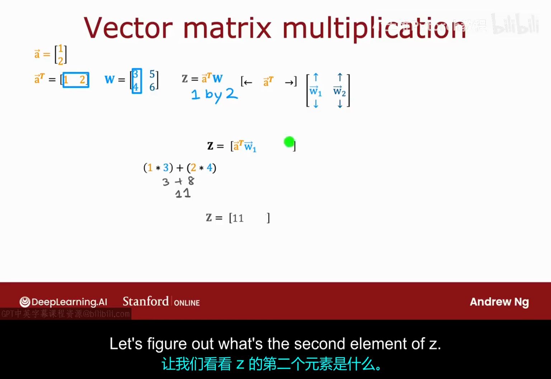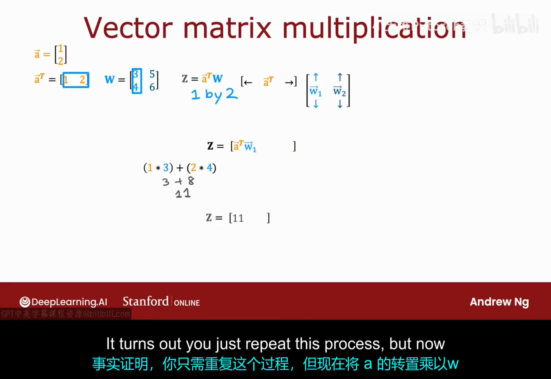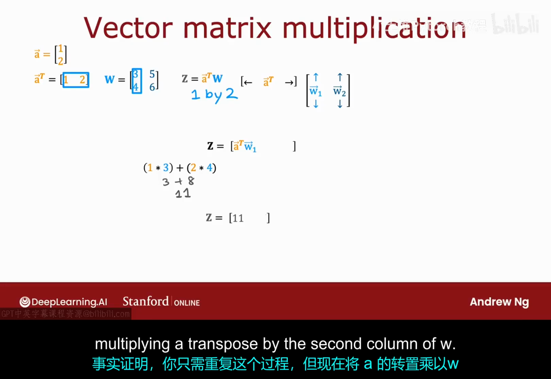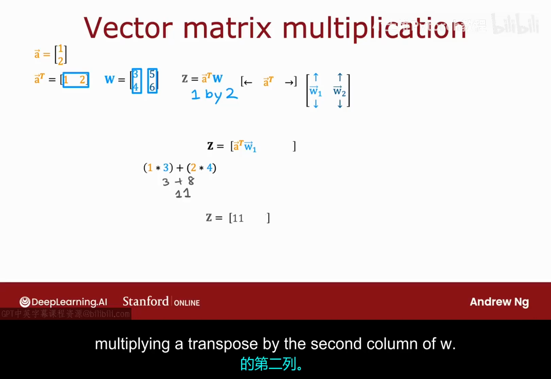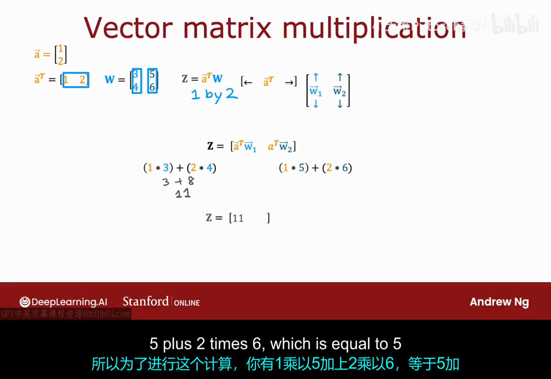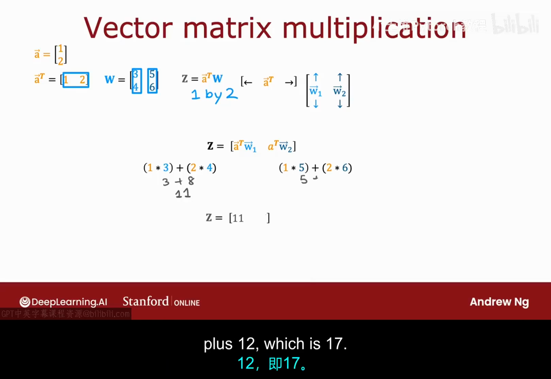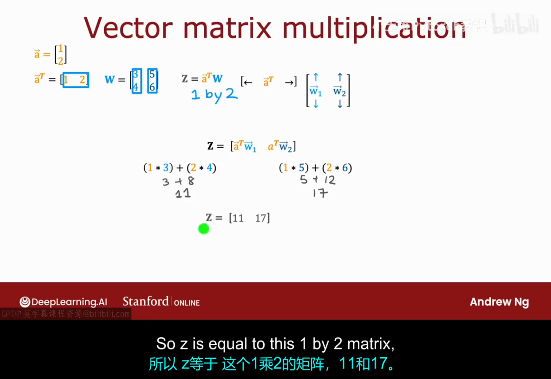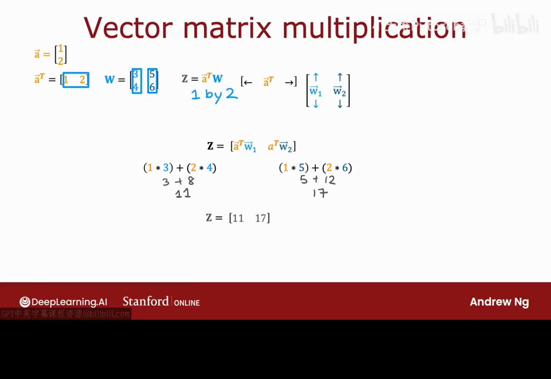Let's figure out what the second element of Z is. It turns out you just repeat this process, but now multiplying a transpose by the second column of W. And so to do that computation, you have 1 times 5 plus 2 times 6, which is equal to 5 plus 12, which is 17. So that's equal to 17. So Z is equal to this 1 by 2 matrix, 11 and 17.